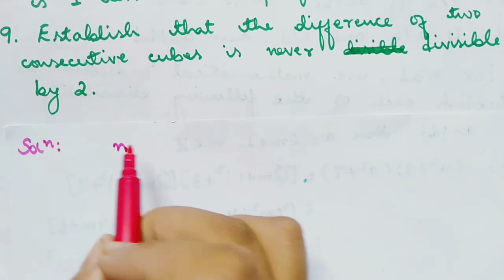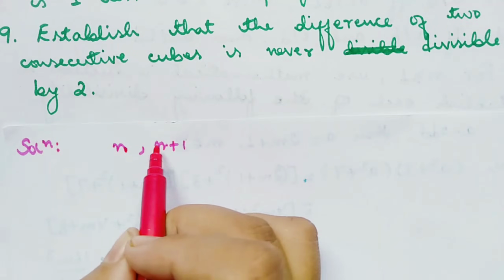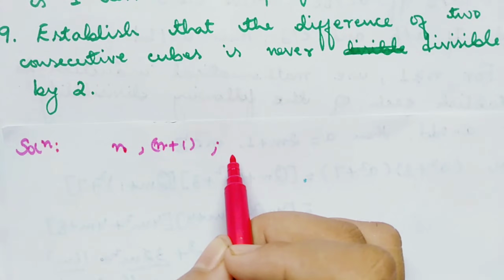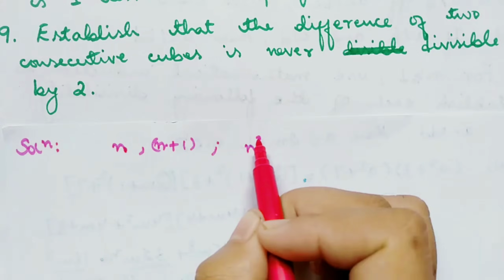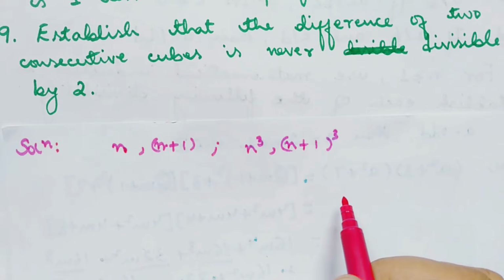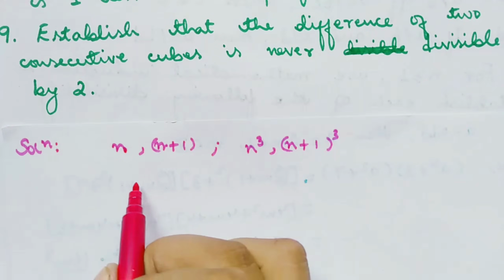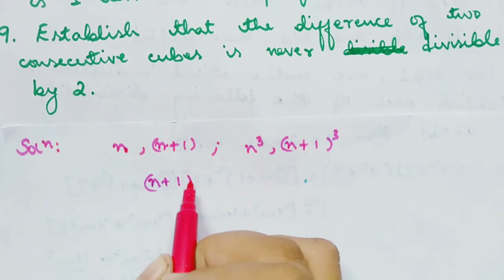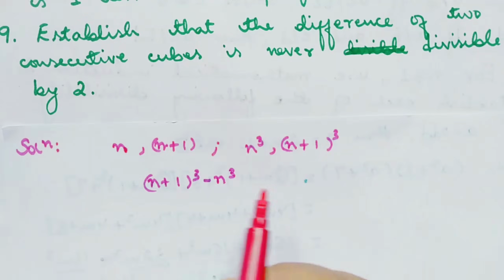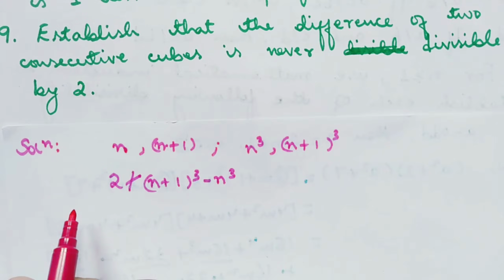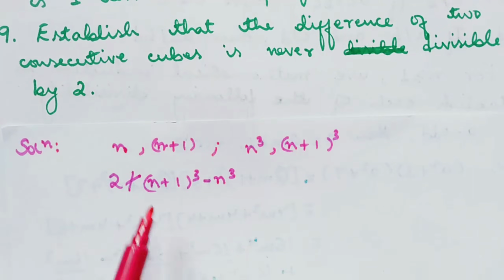If n and n plus 1 are two consecutive integers, then the consecutive cubes would be n cubed and (n plus 1) cubed. We have to show that the difference of two consecutive cubes, that is (n plus 1) cubed minus n cubed, is never divisible by 2. Here we will check for two cases, when n is even and when n is odd.